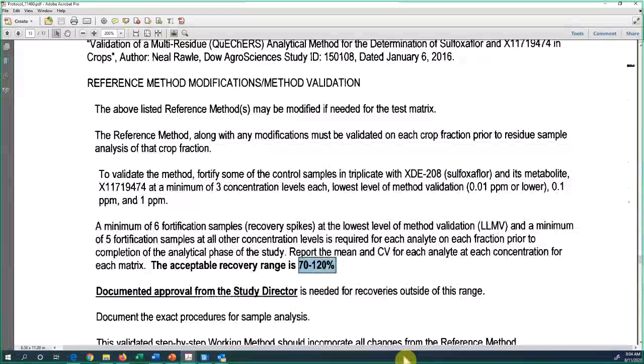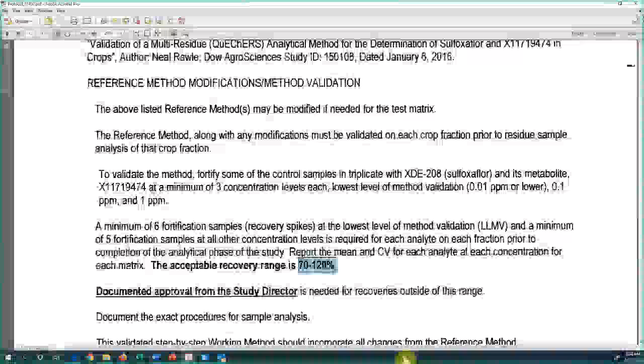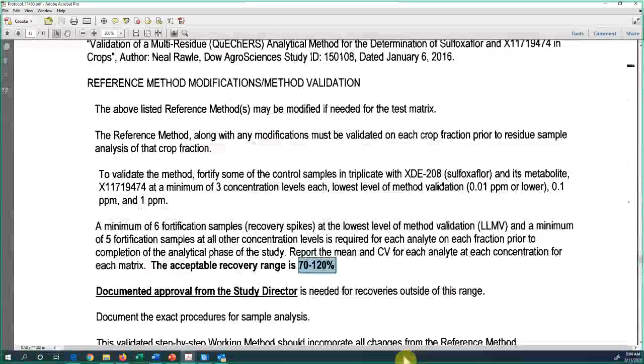If your number is consistently 110, 120, 115, yes, the question is getting trickier. Then you need to explain, because you got very good precision, but your accuracy is away. So you need to explain why and how. It could be the matrix effect.